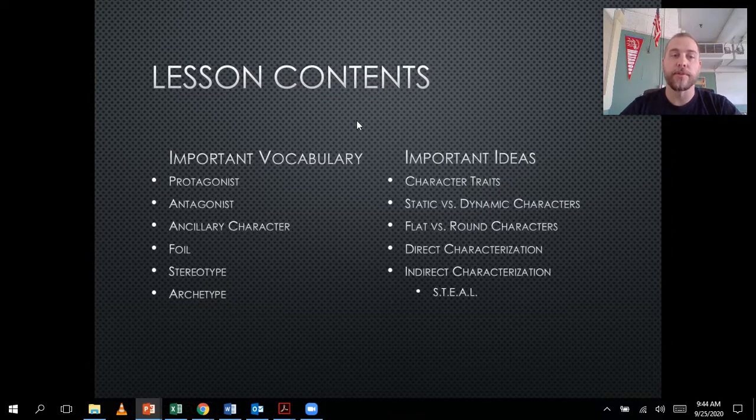You should know the terms protagonist, antagonist, ancillary character, foil, stereotype, archetype, as well as the ideas of character traits, static versus dynamic characters, flat versus round characters, direct characterization, indirect characterization, and the acronym STEAL. And so let's start going through some of the basic ideas of characterization.